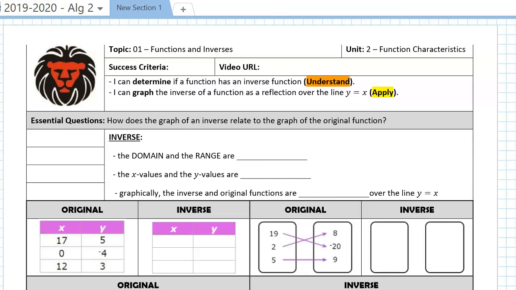Still in topic number 1, we're going to go ahead and talk about inverses and inverse functions. We're going to determine if a function has an inverse, and we're going to be able to graph that inverse simply as a reflection over the line y is equal to x.